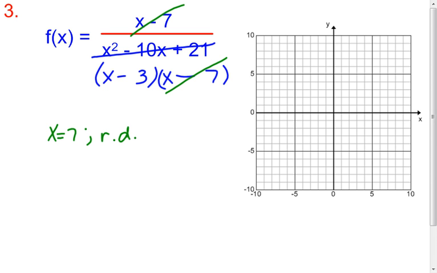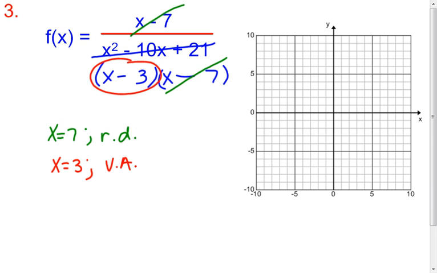So there's a hole in there. Also, a factor remains in the denominator, and that will give us x equals 3. And that, of course, is a vertical asymptote, so I should be able to draw a dotted vertical line at 3. The graph will approach that line, but never touch it.